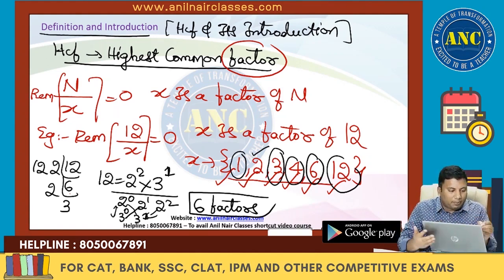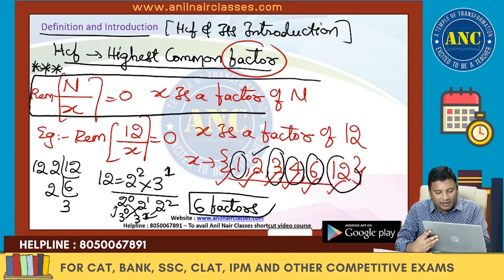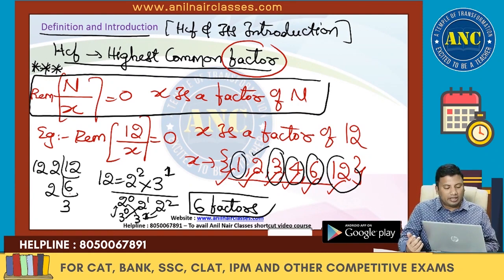Again, a very important point: when you divide a number by any other number and the remainder is 0, then the denominator is said to be a factor of n. Example, when 12 is divided by x, the remainder is 0, so x is a factor of 12. X can be 1, 2, 3, 4, 6, or 12. Total 6 values are there for x. I hope the definition of factor is clear to you.